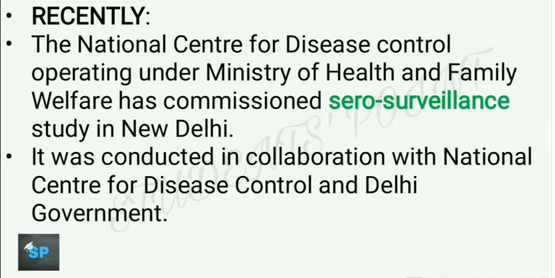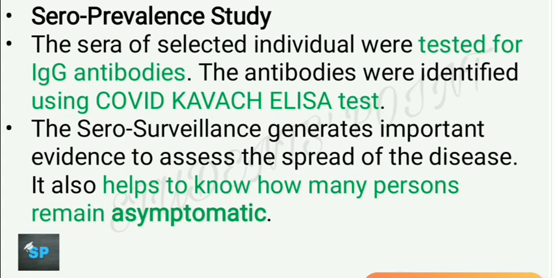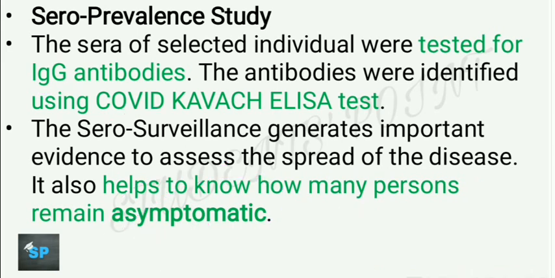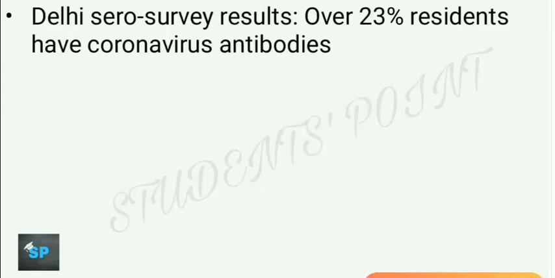So what is sero surveillance? In a sero surveillance study, the serum or sera of selected individuals are tested for IgG antibodies. These antibodies were identified using the COVID Kavach ELISA test. Sero surveillance generates important evidence to assess the spread of the disease. It also helps to know how many persons remain asymptomatic, that is, without any symptoms of the disease they are suffering with. This study revealed that over 23% of residents of Delhi already have coronavirus antibodies.